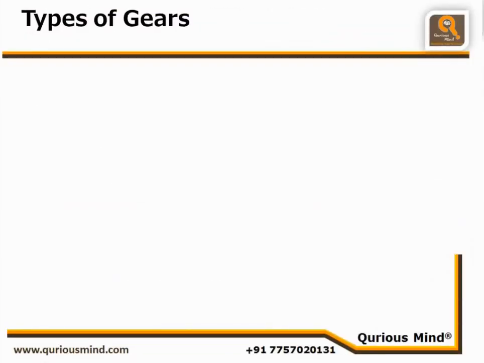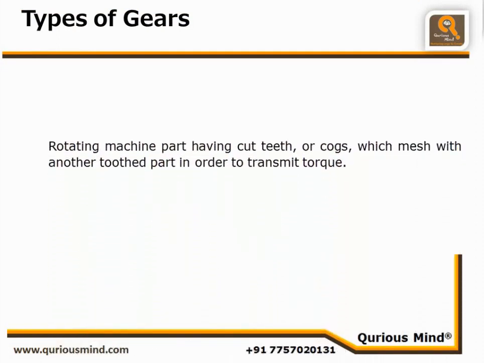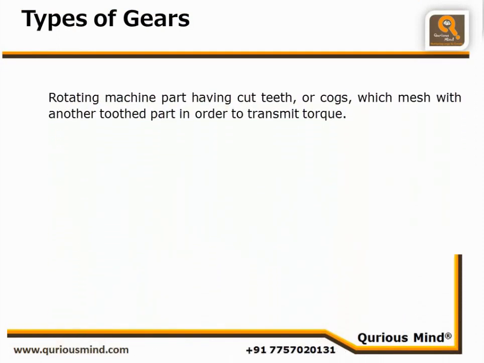Gear is the most important and extensively used mechanical part. It is defined as a rotating machine part having cut teeth or cogs which mesh with another toothed part in order to transmit torque. From the definition itself, it is evident that gear is mainly used to transmit torque or transmit rotatory movement. Gears come in different types, each aimed at achieving a particular motion.